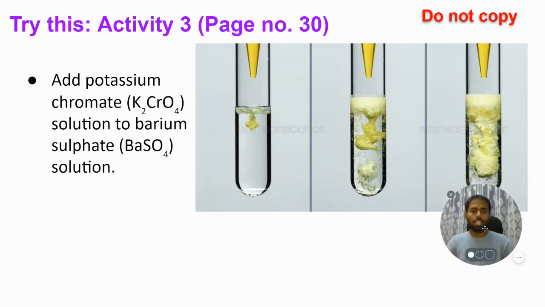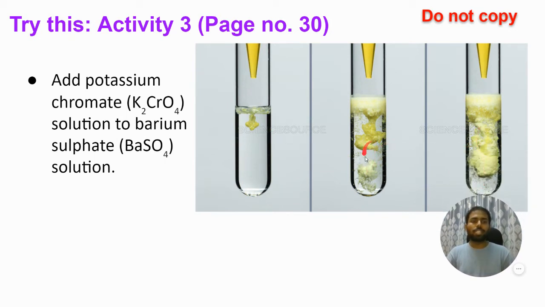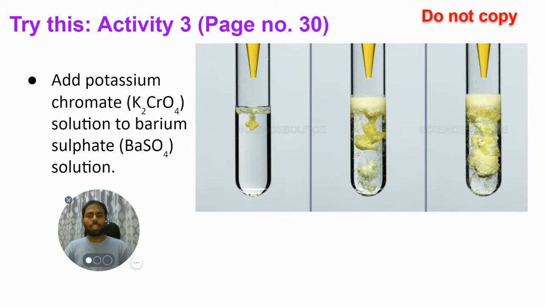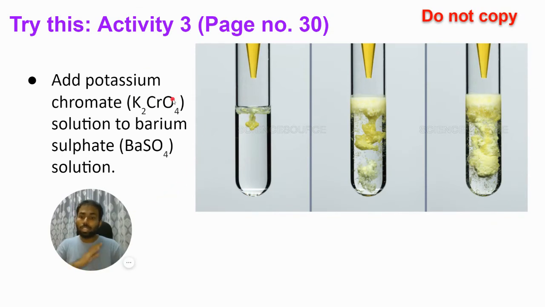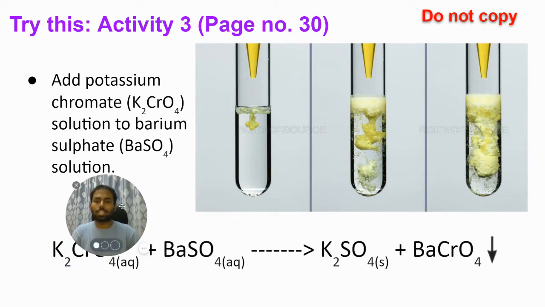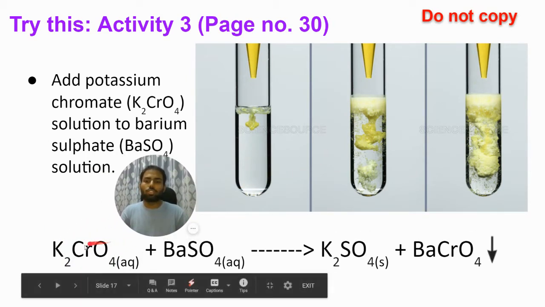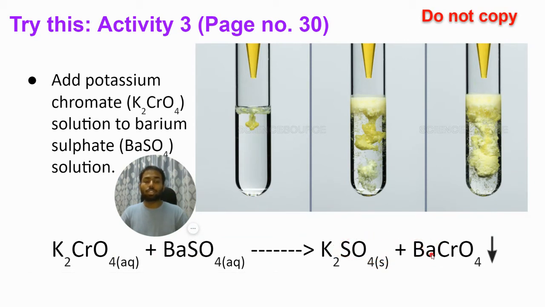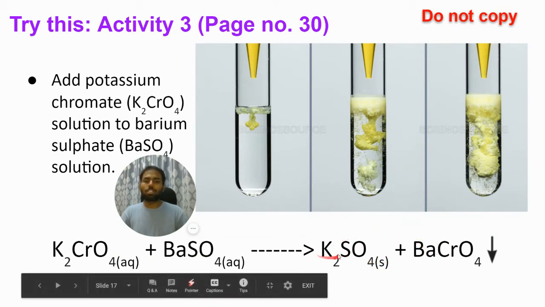So what did you see? Some yellow color precipitate is being formed, right? So we have already seen this activity, but we had not seen the reaction for this particular activity. So now we're going to see the reaction for this activity. So this is how the reaction for this activity looks. Okay, so here you have potassium chromate and here you have barium sulfate. So when potassium chromate and barium sulfate come together, we get these two products. Okay, this is potassium sulfate and barium chromate.